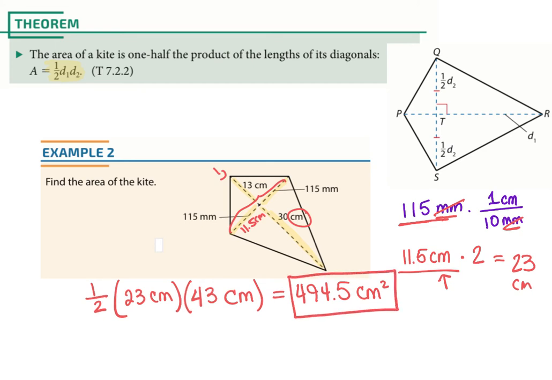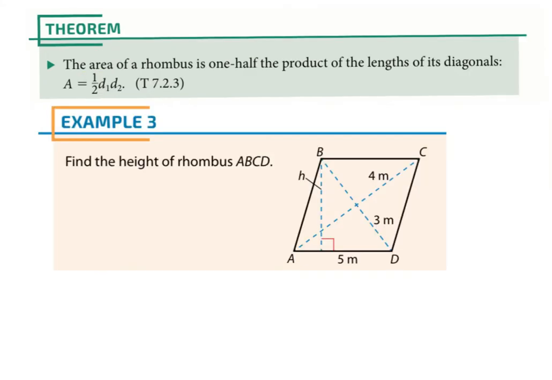If I had done it in millimeters, it would actually be a lot more. I would have to change this to 130 millimeters and 300 millimeters, so it would have been larger numbers. But either conversion is fine as long as they're both in the same units before you plug it in. A rhombus is actually exactly the same: 1/2 diagonal 1 times diagonal 2. It's based off the same formula. They show you what it's based off of: that perpendicular height.